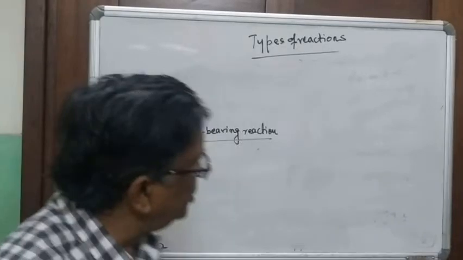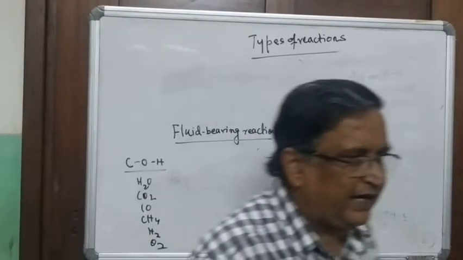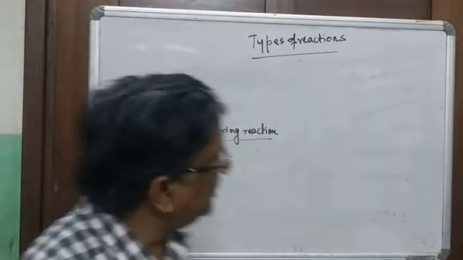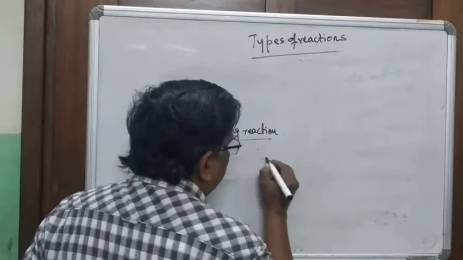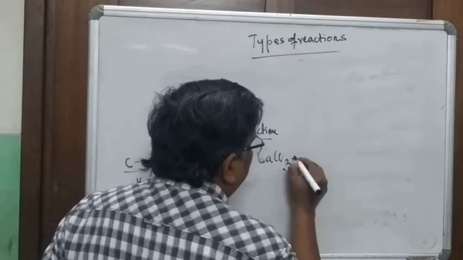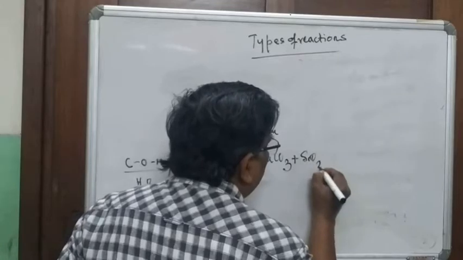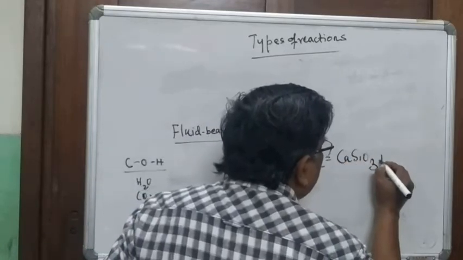Similarly, we can also have another type of reaction. So you have dehydration and hydration reactions. This is one type of reaction. Say, for example, you have heard about this reaction. Calcium carbonate, CaCO3 plus SiO2 is equal to CaSiO3 plus CO2.